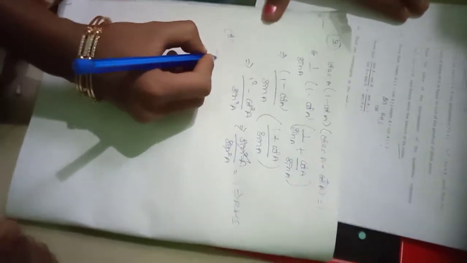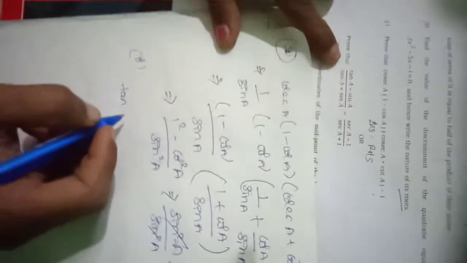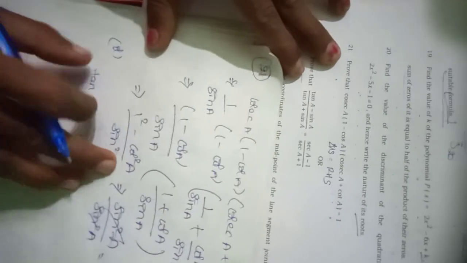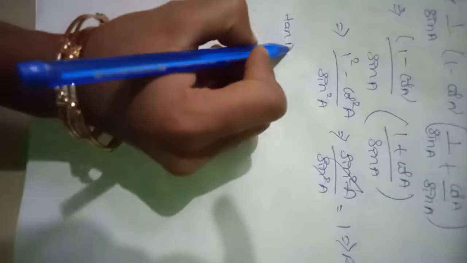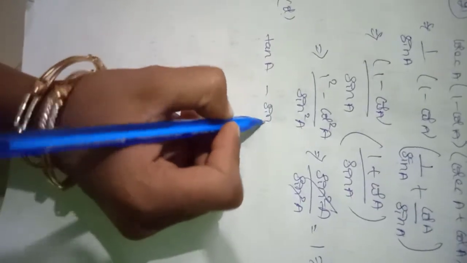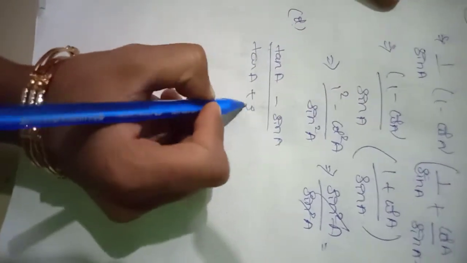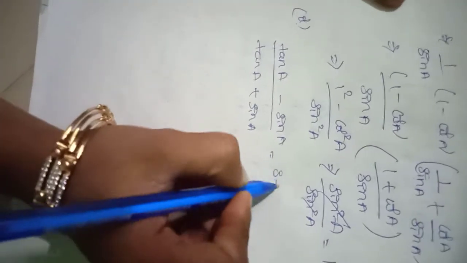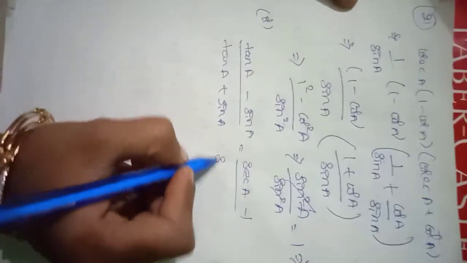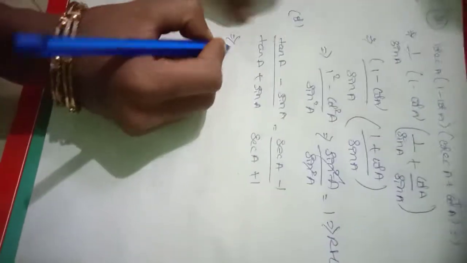Now we have the OR question of the 21st question, that is tan A minus sin A divided by tan A plus sin A is equal to secant A minus 1 divided by secant A plus 1. We have to prove this equation, so everything we should convert in terms of sin A and cos A.